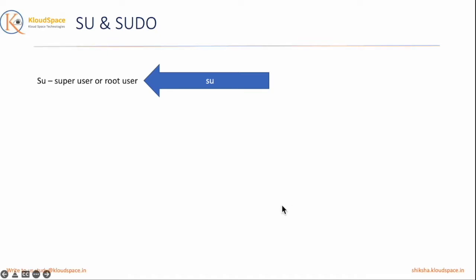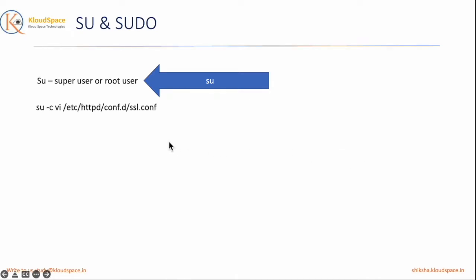Now I'll go to another important command section, that is su and sudo. su refers to super user or root user. When you are connecting to a server, usually we use a restricted username, and if you want to switch to the super user, then we use the su command. With the su command you can have elevated privileges to run special commands, functions, or services which are actually owned or managed by the root user. That's why we use su here.